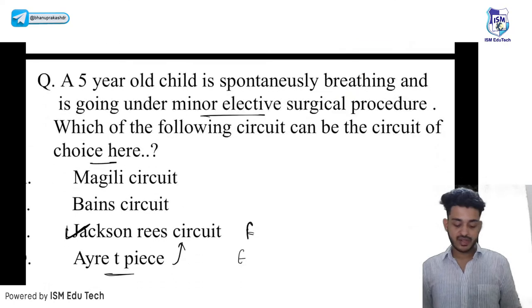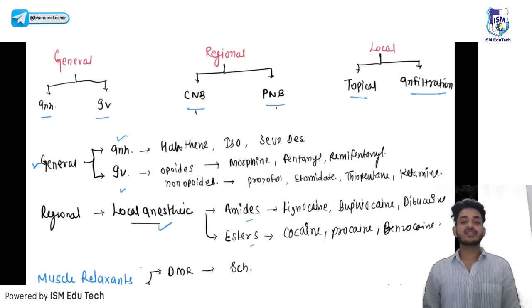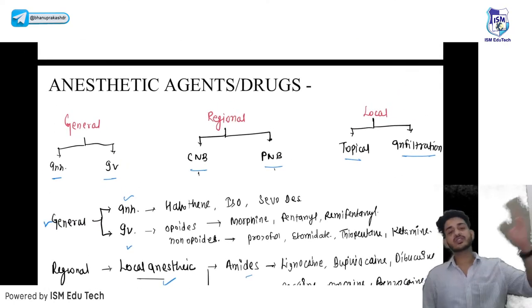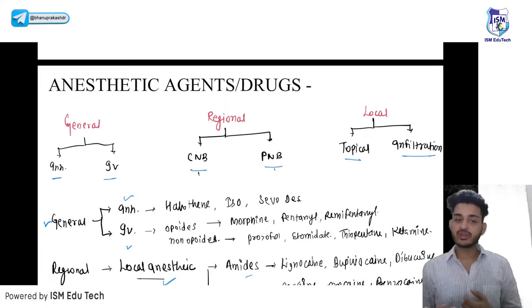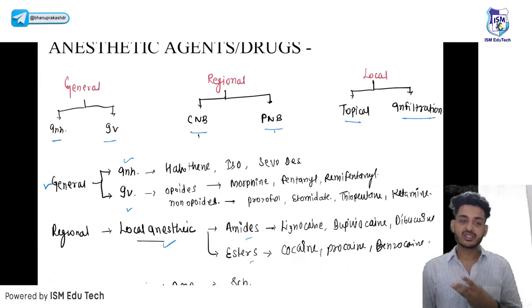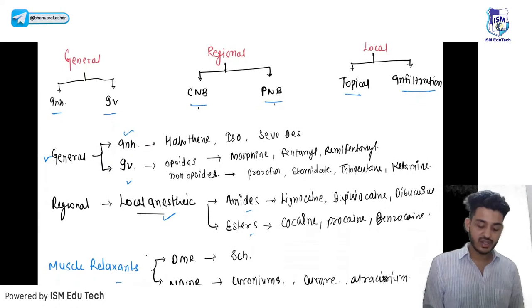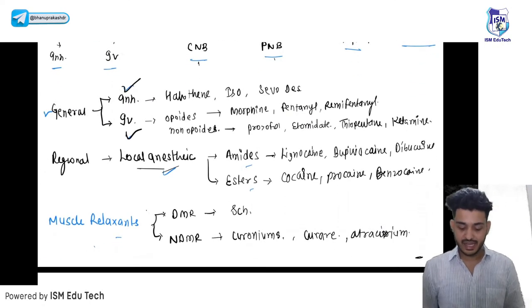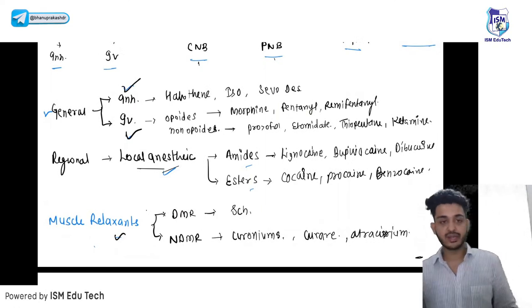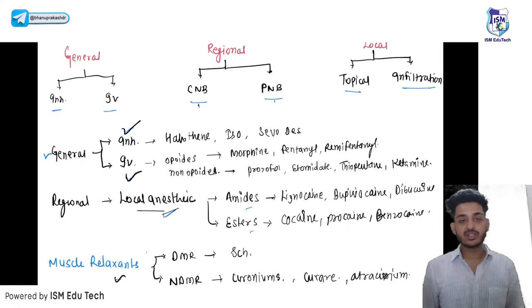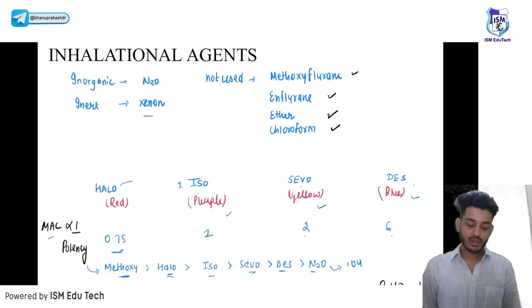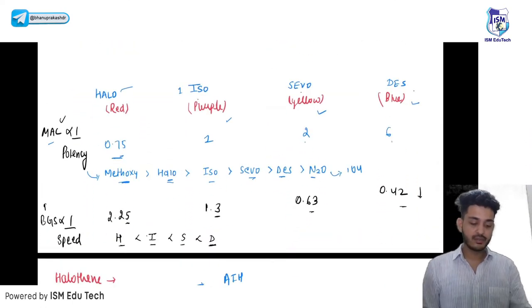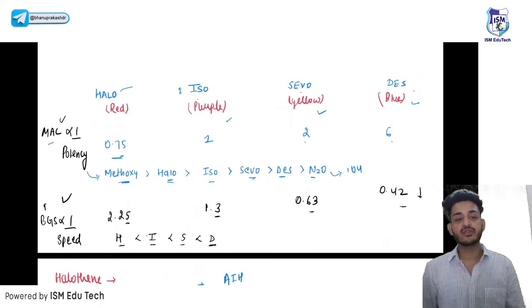Okay, next one, after the circuit we have the drugs. We have three types of drugs. First one is your inhalational, second one is your IV drugs, third one is your LA, and the last one is your muscle relaxant. In inhalational, halothane, isoflurane, sevoflurane, desflurane are important, mechanism and potency.